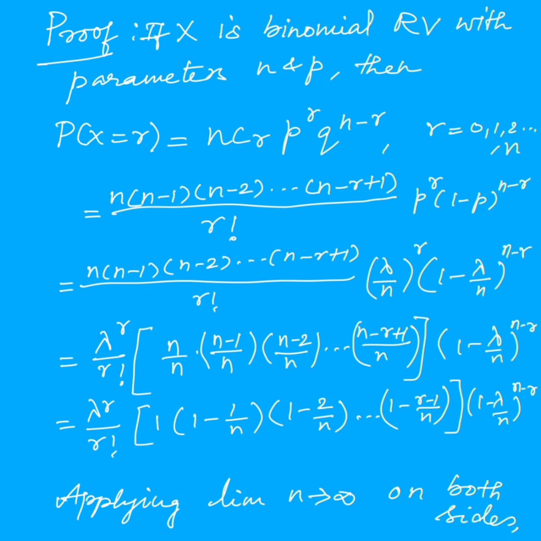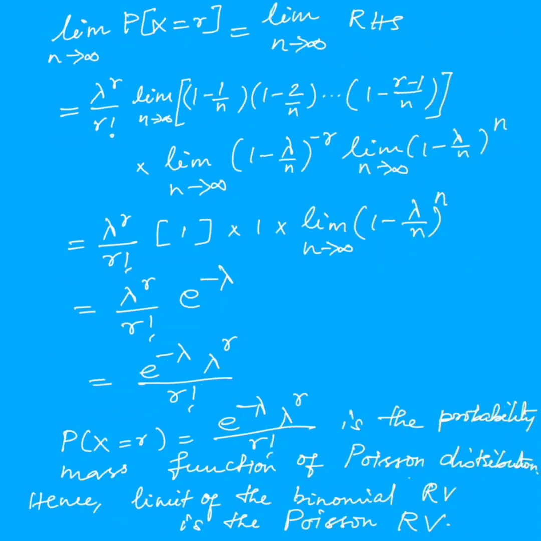Now in this expanded version, we are going to apply the limit n tends to infinity on both sides. So the left side is P of x equal to r. On the right side, we apply n tends to infinity, and the first term, lambda power r by r factorial, has no n, so we can take that term out. It is independent of n, so it will not be affected by the limit application.